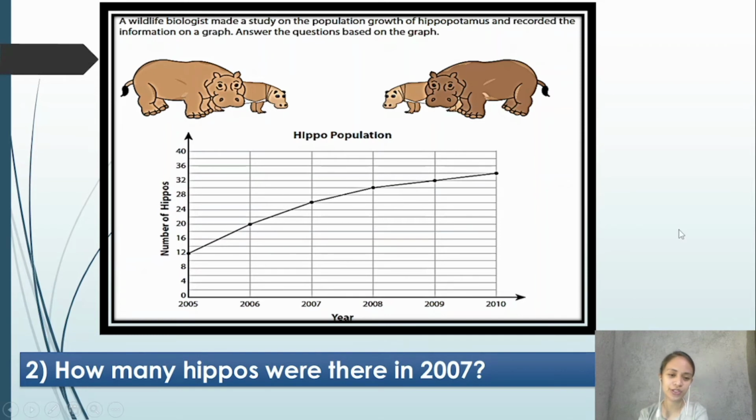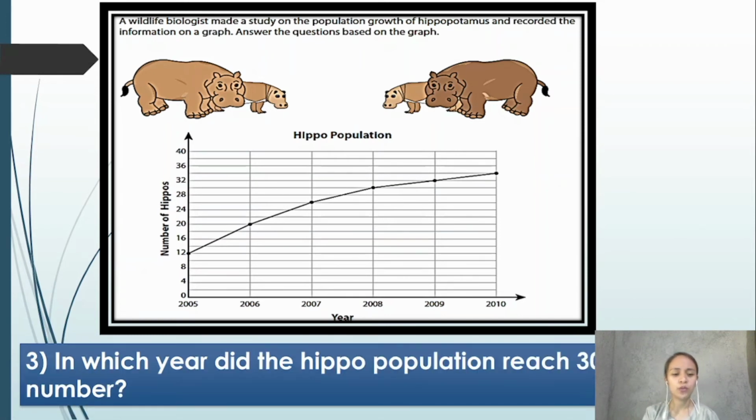So, let us have the third question. In which year did the hippo population reach 30 in number? Kailang taon daw na-reach niya yung 30 na population? So, hanapin natin yung 30. Dito ang 30. Kailang taon siya nag-fall ng 30? Ating baybayin lang. Here. So, our answer is, in year 2008, the hippo population reached 30 in number.